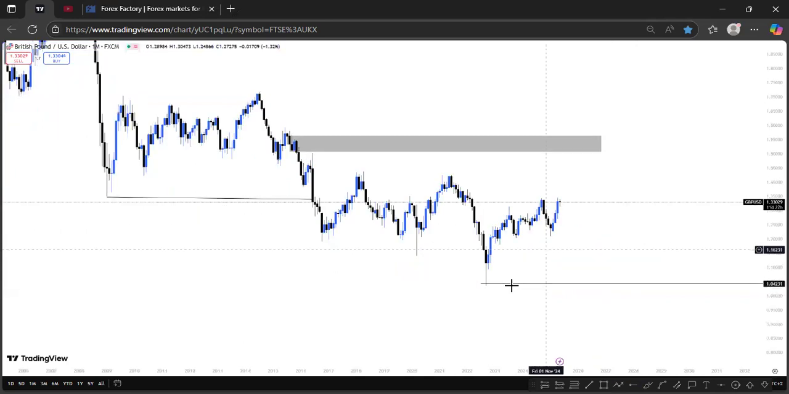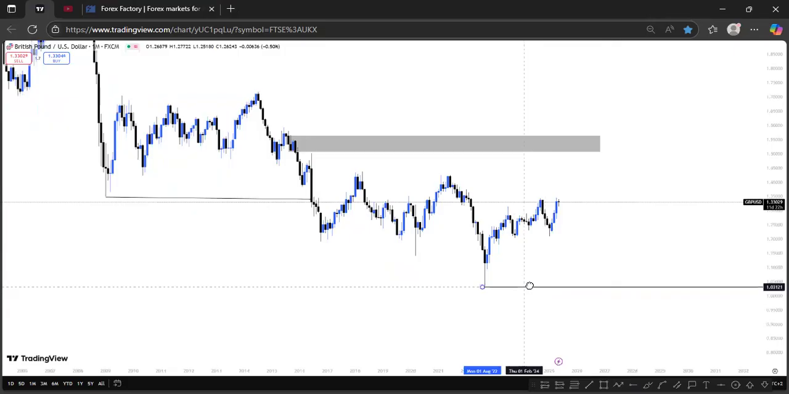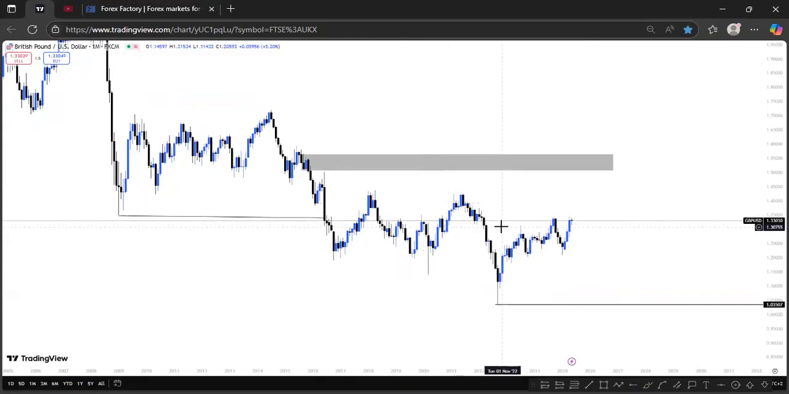As we scale down to lower time frames, we are going to be looking just for buy opportunities on GBPUSD. Why? Because our overall direction is bullish. Now, take note, before you do your top down analysis, you must first of all look at the overall direction of the market.